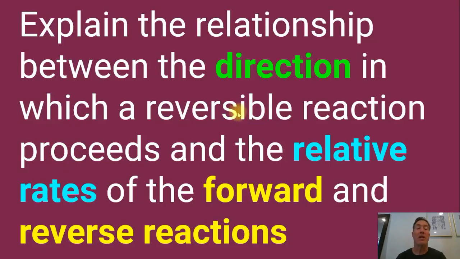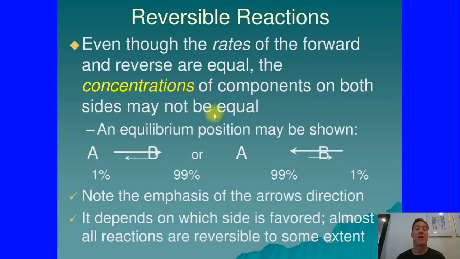So let's look at the direction in which a reaction proceeds and the relative rates of the forward and reverse reactions. Now it's important to remember, even though the rates of the forward and reverse reactions are equal, that's the definition of equilibrium, that doesn't mean the concentrations on both sides have to be equal. So at equilibrium, you might have 1% reactant and 99% product. Or you might have 99% reactant and only 1% product. You may also have 50-50, but that is a rarity, not the norm. So don't think that equilibrium means you have equal amounts of reactants and products.